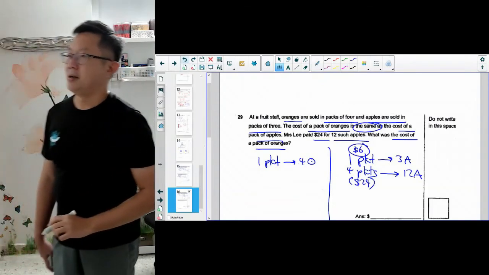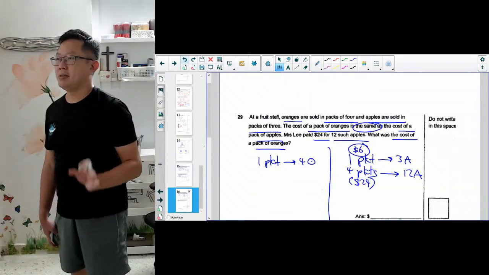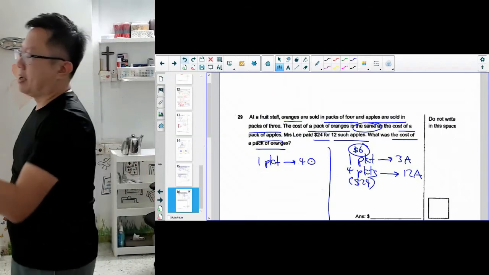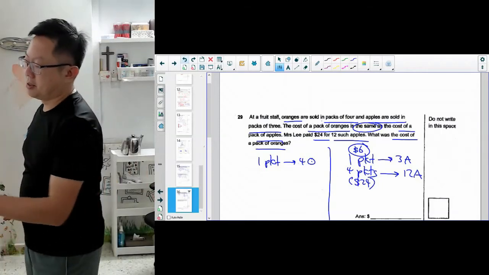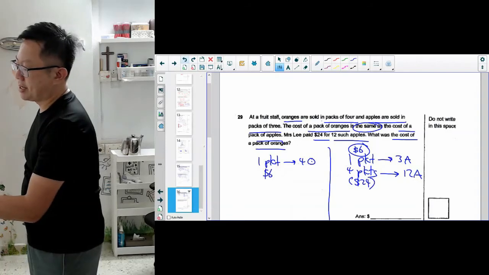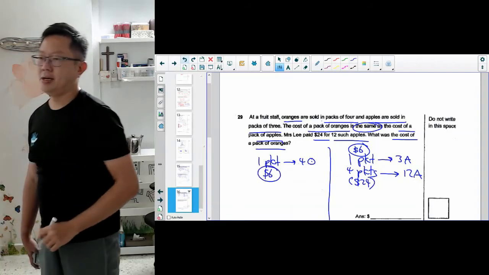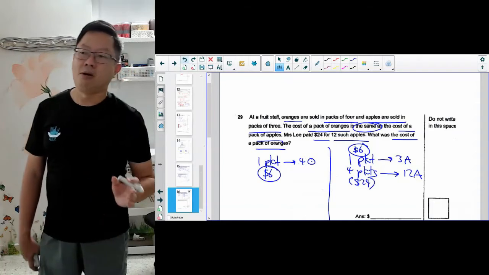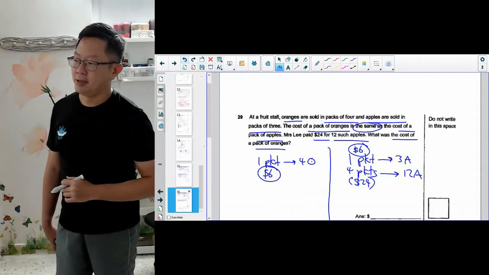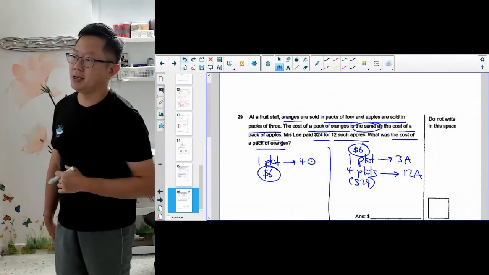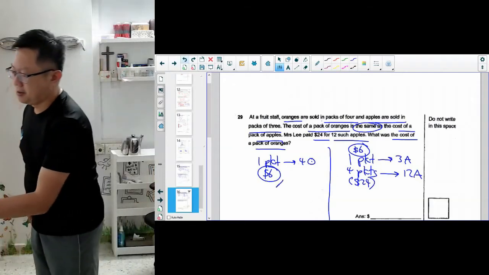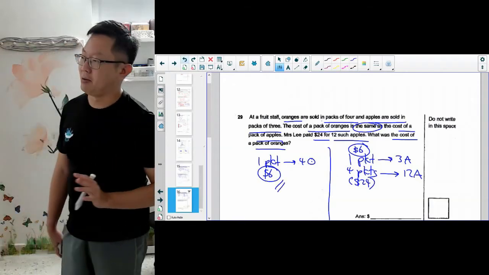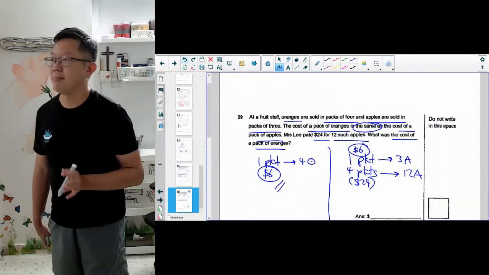If 1 packet is $6, the cost of 1 packet of oranges is the same as the cost of a packet of apples. So which means that 1 packet of oranges must also be the same price as 1 packet of apples. So how much is 1 packet of oranges? 1 packet of oranges must be $6. So it's actually quite simple, but it can be quite confusing.